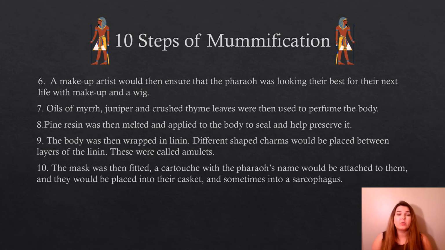The charms are also believed to be spelled to function as aids when the pharaohs were going through their trials in the afterlife. So the last step of the mummification is that masks were fitted with the pharaoh's name and attached to their heads and their bodies, and then they were placed into the casket or the tomb. This is typically called a sarcophagus, and these were also very decorative and had really cool things on them. Each one was specific to that individual pharaoh.